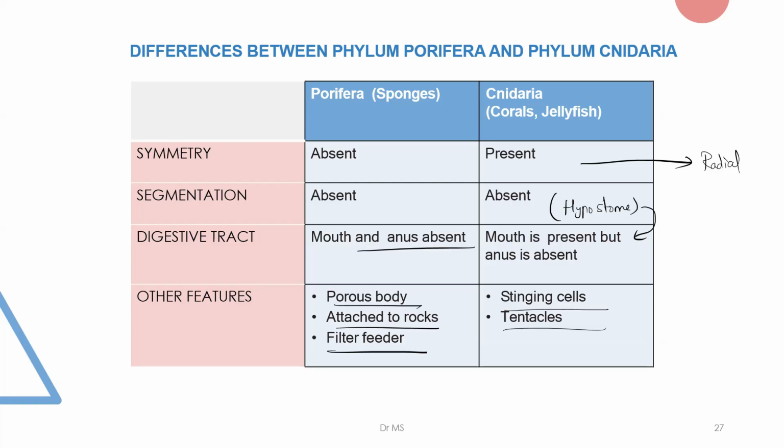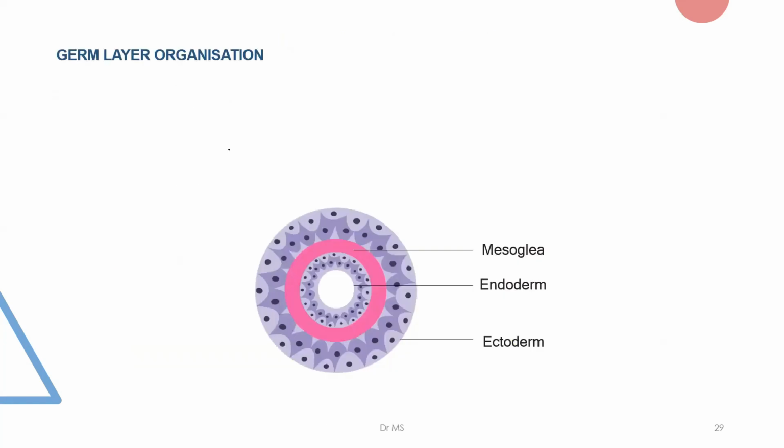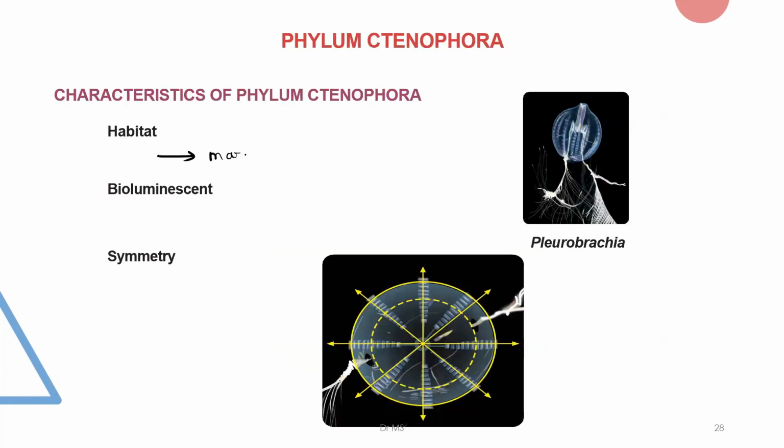So next one, Ctenophora, the third phylum. They exclusively live in the marine water. Remember, exclusively. That means they only live in the marine water, not in the fresh water. And we know if you go deep into the water, it will be completely dark, so you cannot see anything. That's why they show bioluminescence. What is bioluminescence? It's the property of living organisms that can emit their own light. That we call bioluminescence.